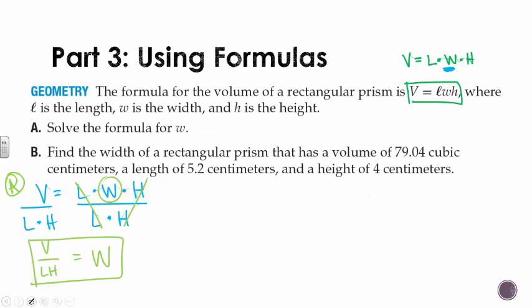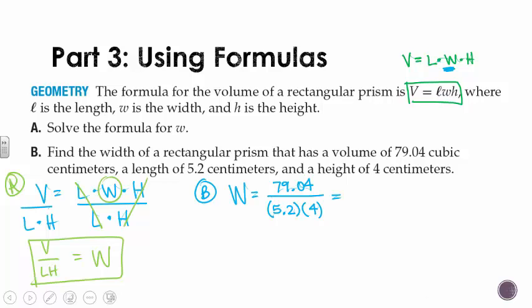And then part B asks us to find the width. So we're looking for width. We're going to use this formula of a rectangular prism that has a volume of 79.04, so we'll plug that in for V, cubic centimeters. A length of 5.2 centimeters. And a height of 4 centimeters. So then all we have to do is type this in our calculator.